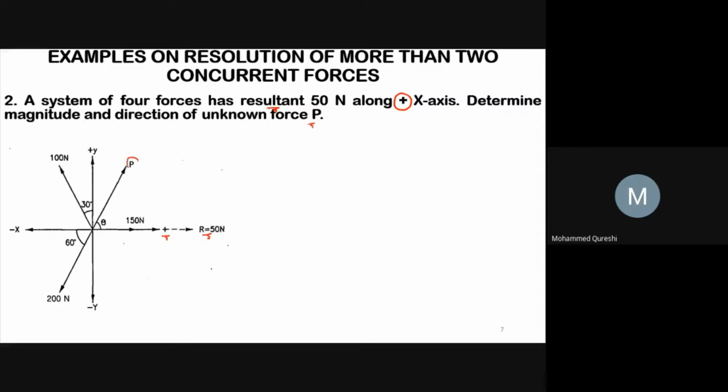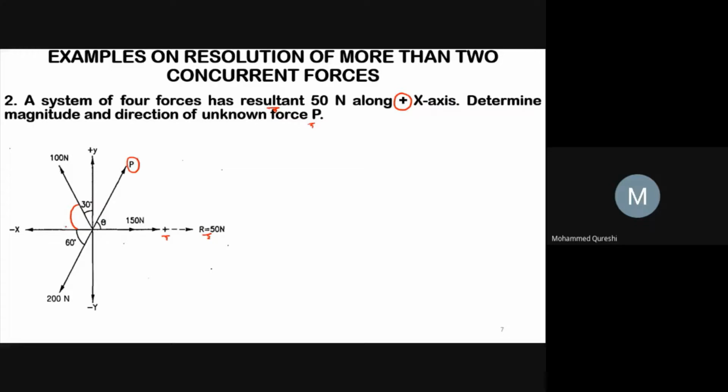This means we have to determine the magnitude and direction of this force P. So first of all, we have 150 Newton along the positive x-axis, then force P making an angle theta with the x-axis, then 100 Newton making an angle 30 degree with the y-axis. But we are considering the port angles, so we will calculate 100 Newton.